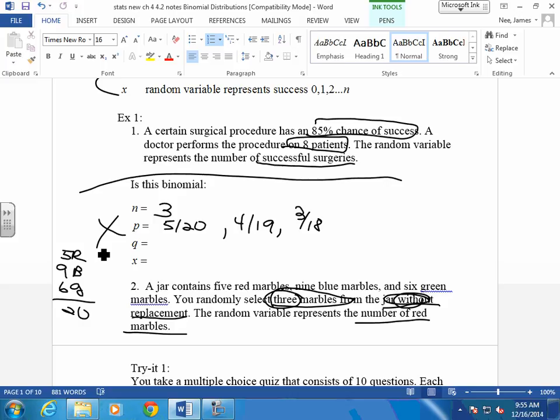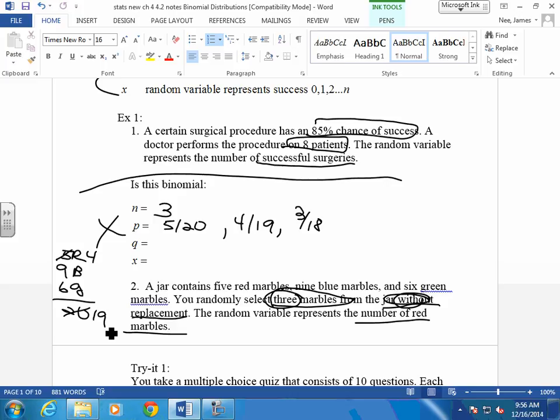Right. The first time around, if you're going to pull out a red, your probability of getting a red is 5 out of 20. But you kept a marble in your hand. So now you have 4 reds and 19 marbles. So if it's dependent, you can't get a binomial. If it's a dependent one, it can't be binomial because your probabilities change. It has to be completely independent each time.